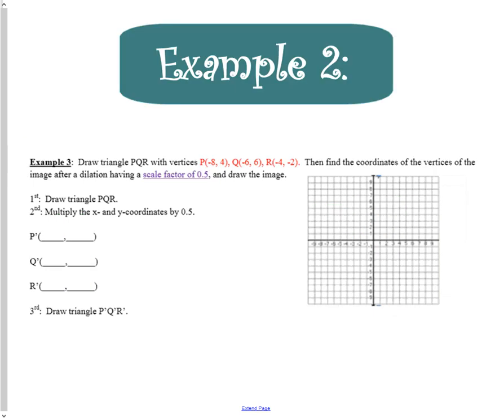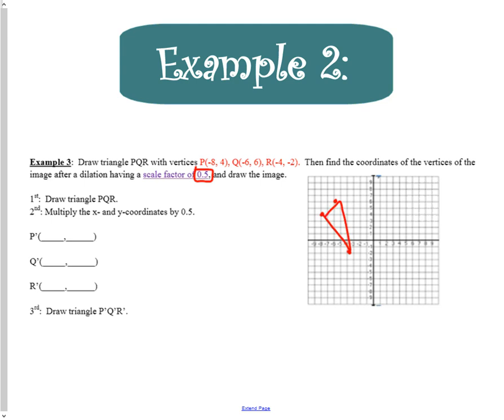This is one with a scale factor that's less than 1. The example says draw a triangle PQR with vertices P, Q, and R, then find the coordinates of the image after a dilation with a scale factor of 0.5. I'm going to draw it first so we can graph it. Again, if you don't have graph paper, you can do it without the graph paper. Negative 6, 6, and negative 4, negative 2. All right, there's my triangle.